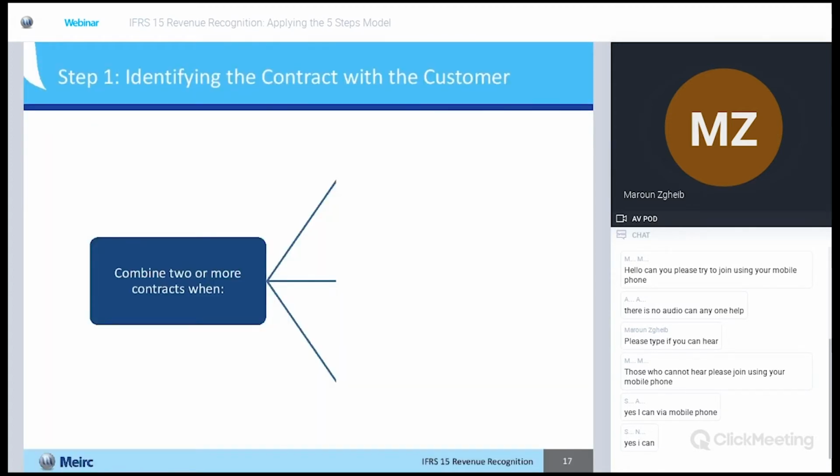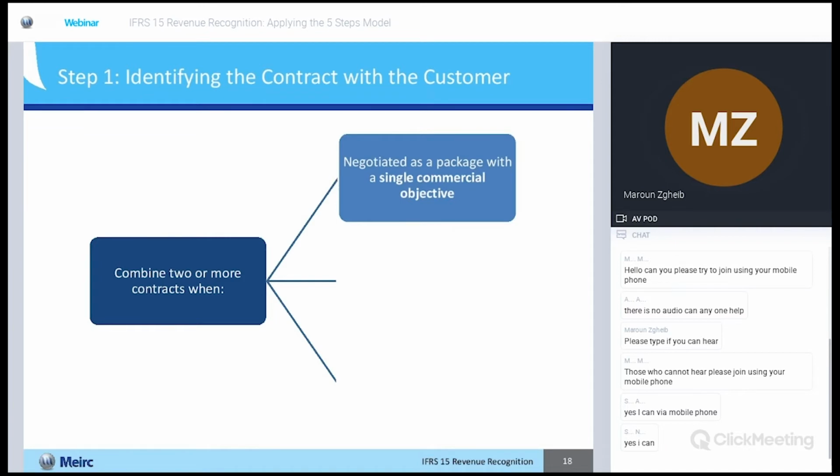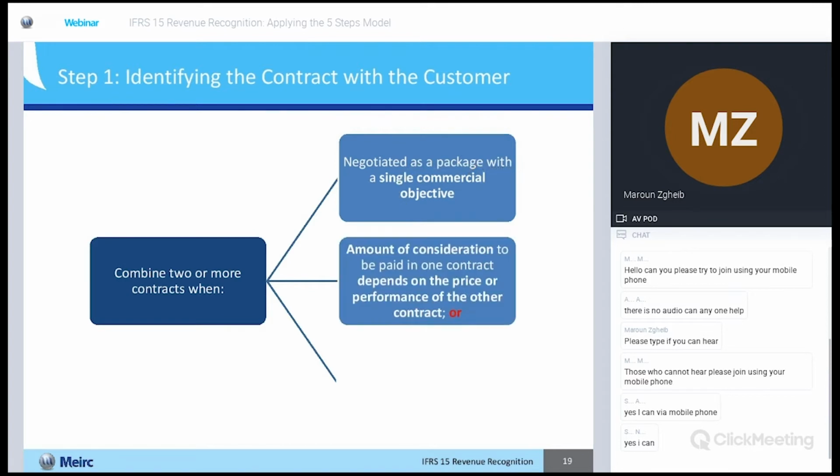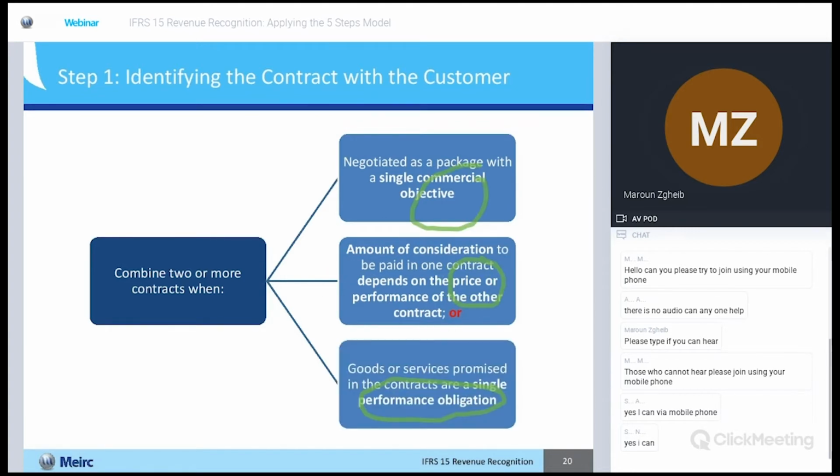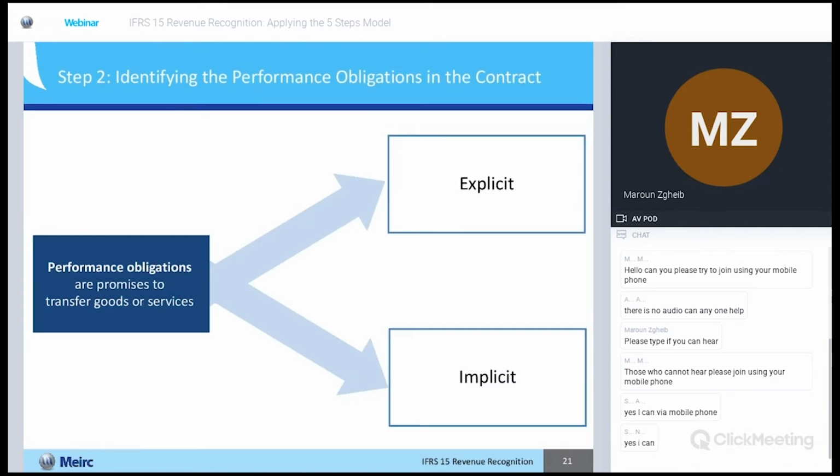Sometimes we can have two different contracts, but we have to treat them as one combined contract. To treat them as one single contract, either there is a single commercial objective, or the price in one contract is related to the price in the other, or the third component is that they are both considered a single performance obligation. If those conditions exist, then you treat both contracts as one contract, and the revenue in both contracts is combined together, and you can recognize revenue over that period.